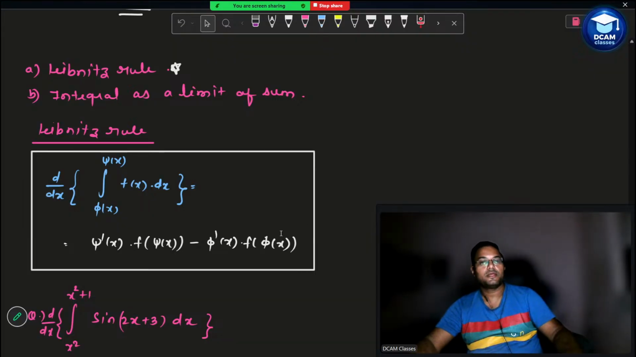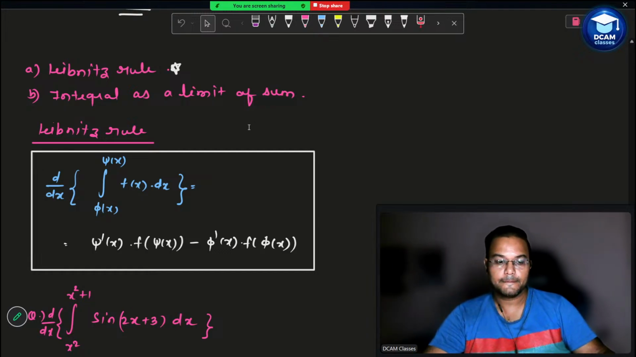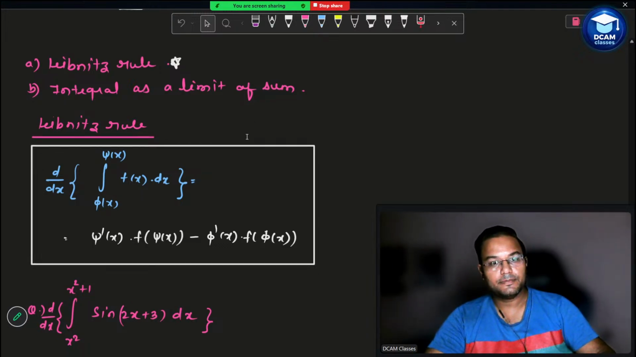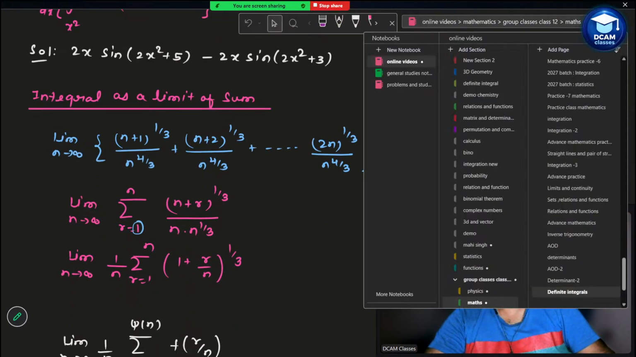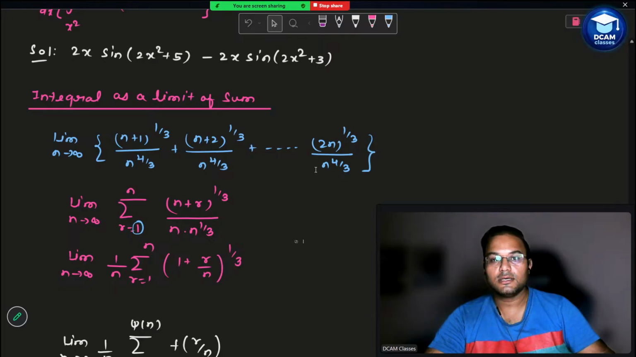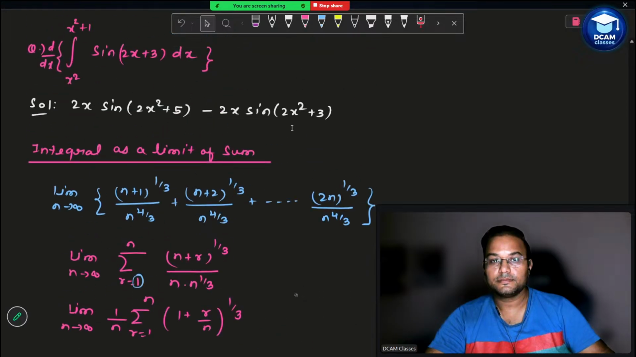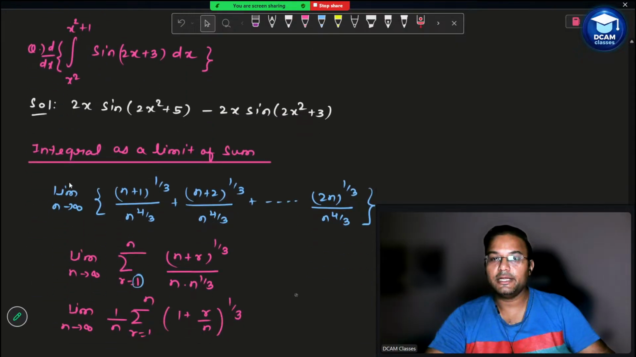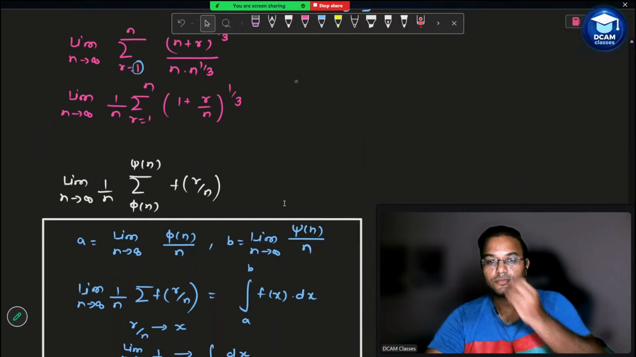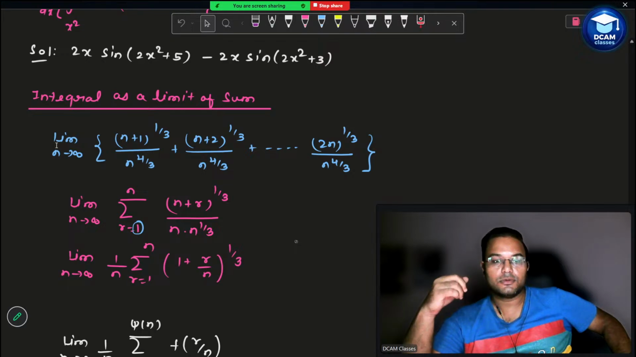See, Samrat, do you know this Leibniz rule and the integral as a limit of sum? Yes, sir. You know both of them, no? Yes, sir. Okay, then good. Otherwise, I was going to tell you. The second one, I don't remember. The first one, integral as a limit of sum. Leibniz rule, you know. Integral as a limit of sum, you do not know. No, sir. Okay, see. Integral as a limit of sum, we'll solve some problems.